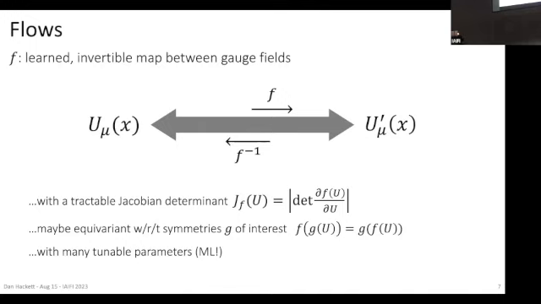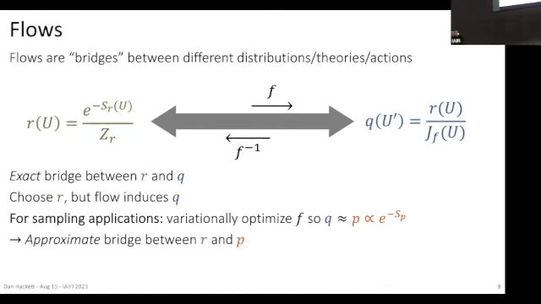I think you've heard a bit about equivariance. Another property we like to build into these flows is equivariance with respect to our symmetries of interest. This makes them more effective for modeling. And of course, we want to do machine learning, so we put lots of tunable parameters in this, and try to make them as expressive as possible. So that's concretely what these functions look like.